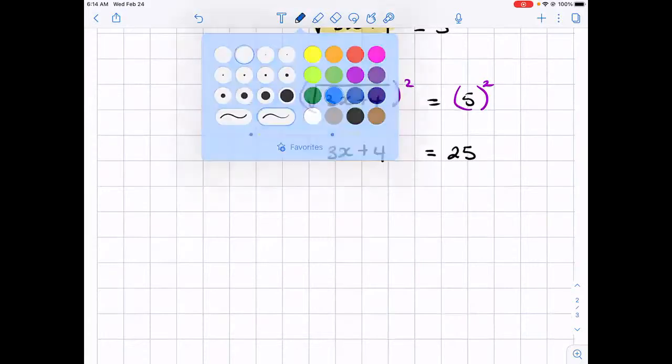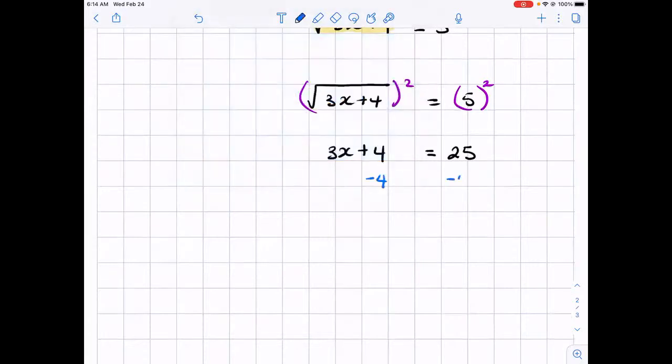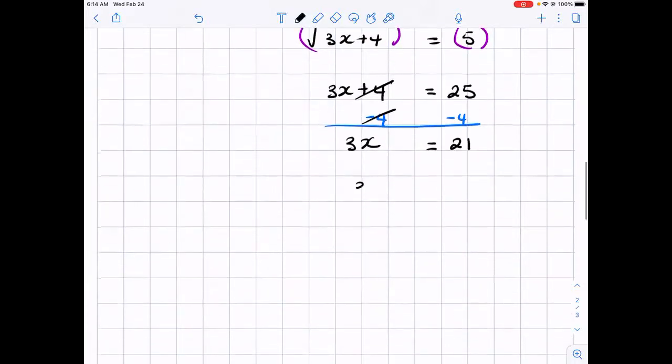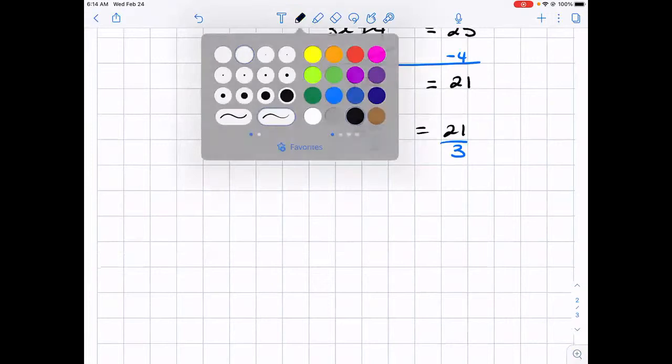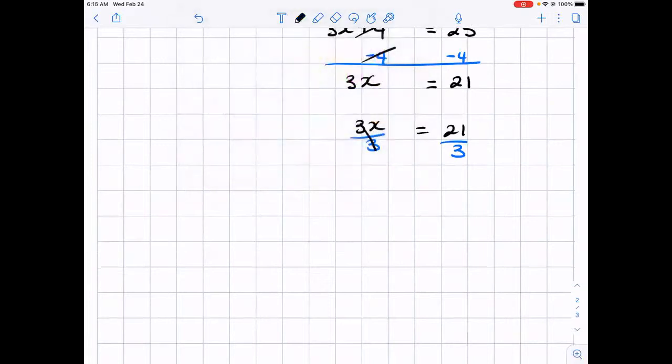Now we have an equation we can solve for x. The next thing we'll do is subtract 4 on both sides. When I do this, I have 3x, the +4 and the -4 cancel out, and that is equal to 21. Now to get x by itself, we divide both sides by 3. 3 divided by 3 is 1, so we don't write 1x, and 21 divided by 3 is 7.